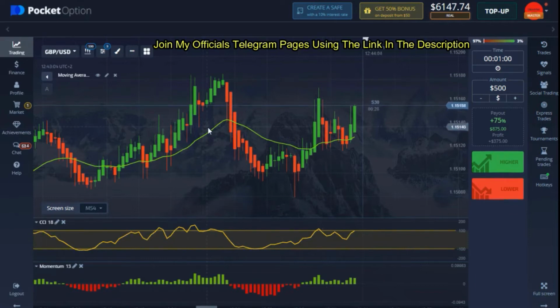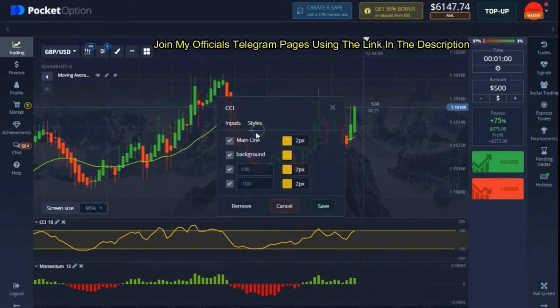The second indicator we're using is CCI with a period of 18. On the style, I set all the lines to 2 pixels. That's pretty much all I did on the style. When you're done, you hit save.